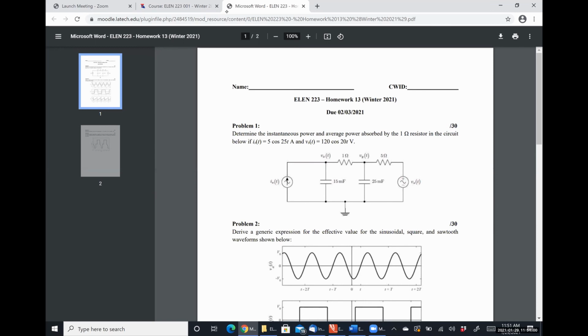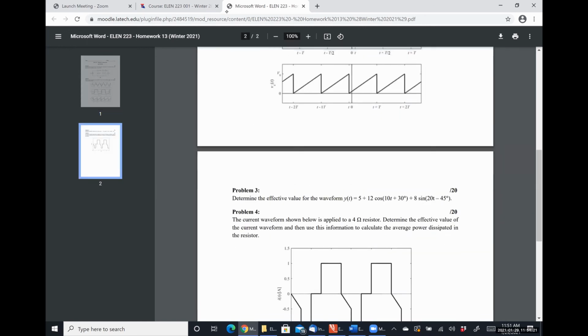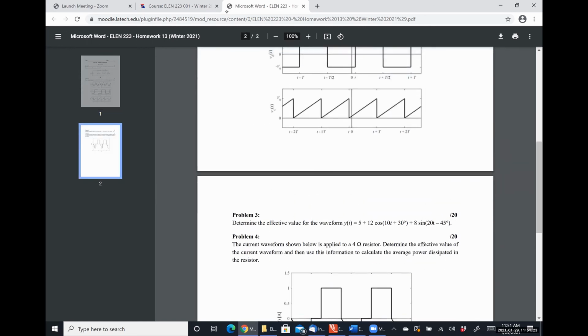Right? Because for a complex power circuit, it doesn't matter what these frequencies are. The RMS value of this one is 5/√2, and the RMS value of this one is 120/√2. Like, so there's, I think, problem 3. Yeah, so problem 3 is you have three different frequencies.